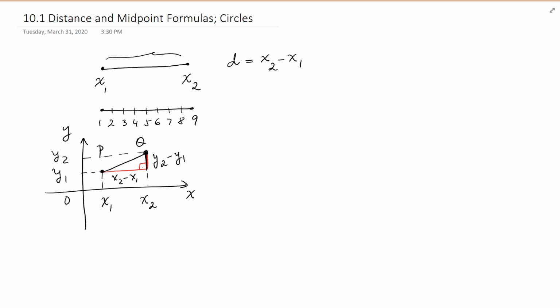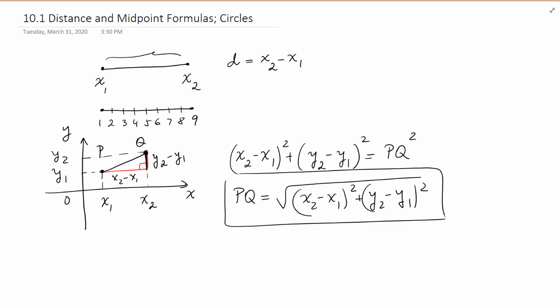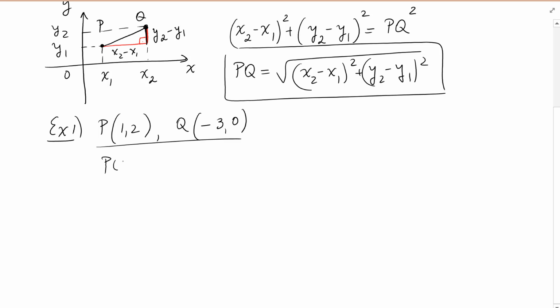So the Pythagorean theorem says 1 leg squared, which is x2 minus x1 squared, plus the other leg squared, y2 minus y1 squared, equals the hypotenuse, which is PQ squared. So PQ is the square root of x2 minus x1 squared plus y2 minus y1 squared. This is the distance formula. So if, for example, I have P of coordinates 1, 2 and Q of coordinates negative 3, 0, and I want to find PQ, all you have to do is use the formula above.